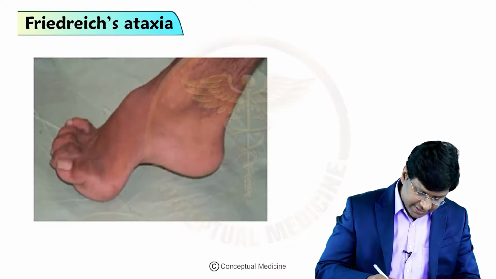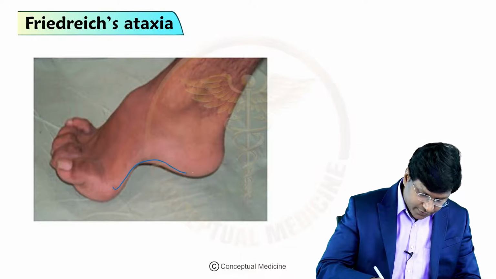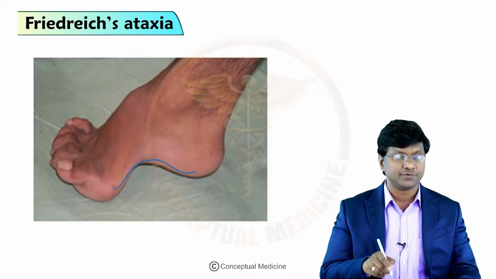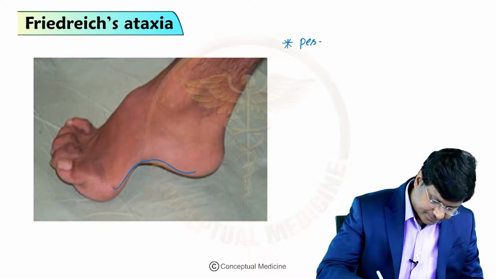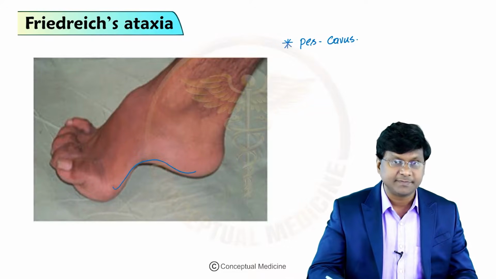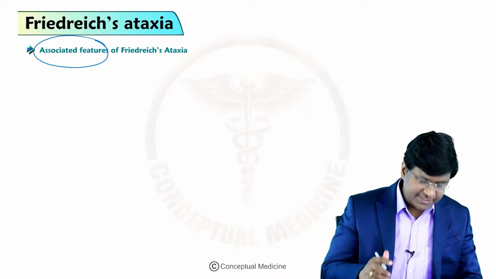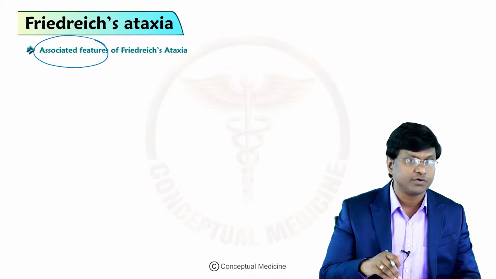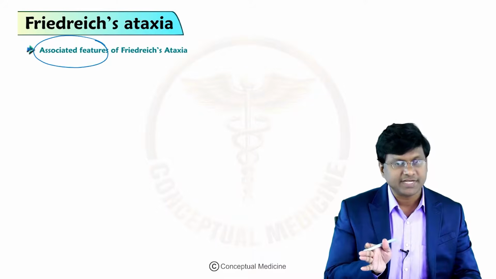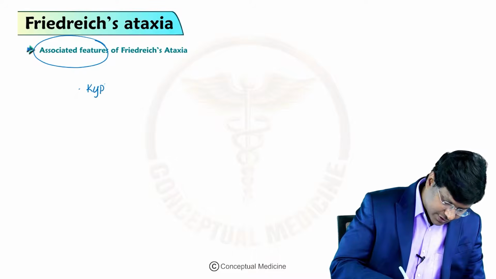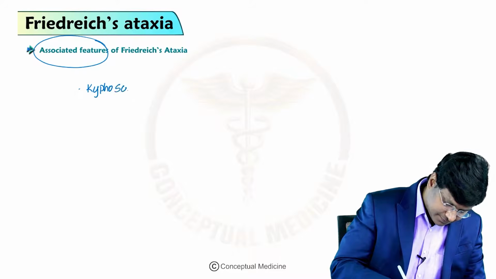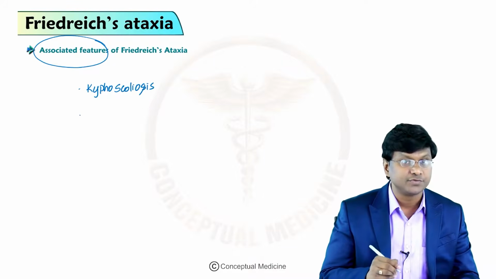And these particular associated features include, you can see the arch of the foot, right? It is a high arched foot, and we call it pes cavus. And if you take the spine of these individuals, there is forward bending of the spine as well as lateral bending of the spine, and that we call kyphoscoliosis.